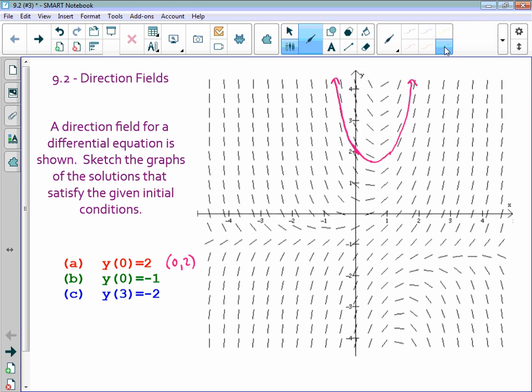Okay, so second one, you're just starting at a different point, but you're doing the same thing. So 0, -1 has a positive slope to start with. It looks like about a slope of 1. And then it gets steeper here. So I'm thinking it looks something like that. Same idea on that side. So go ahead and try the last one, and then we'll compare them.